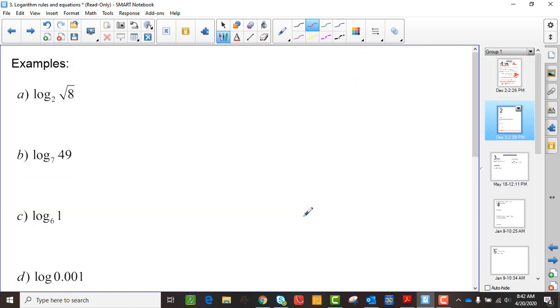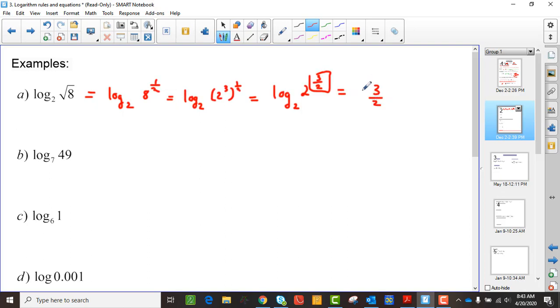If you look at this, log base 2 of root 8. What we need to do first of all is express the square root of 8 as a power of 2. We want 2 to what power? So we're going to take the square root of 8 and write it first as 8 to the 1/2, and then recognize that 8 is 2 cubed. So we're going to have 2 cubed to the 1/2. Again, logarithms are powers, so we're just looking for the power of 2. What is the power going to be? It's going to be 3 over 2. So that answer then is 3 over 2.